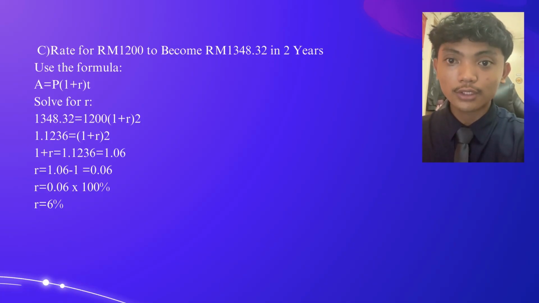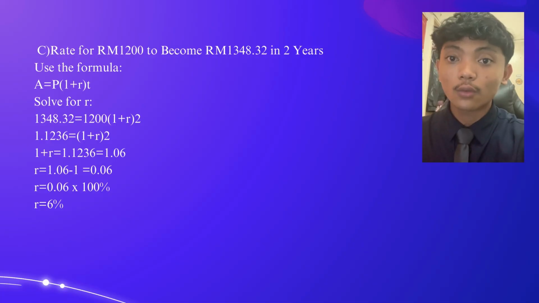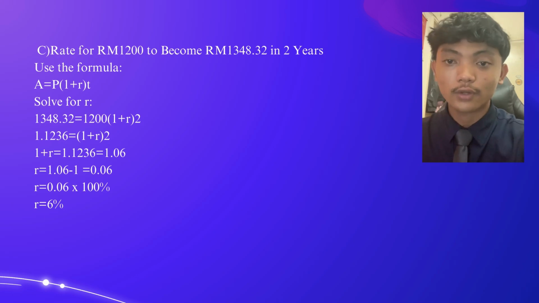Next, divide both sides by 1,200. That means 1.1236 equals 1 plus R multiplied by 2. Now take the square root of both sides. 1 plus R equals the square root of 1.1236, which is 1.06. Finally, subtract 1 from both sides to find R. So R equals 1.06 minus 1. So the answer is 0.06.